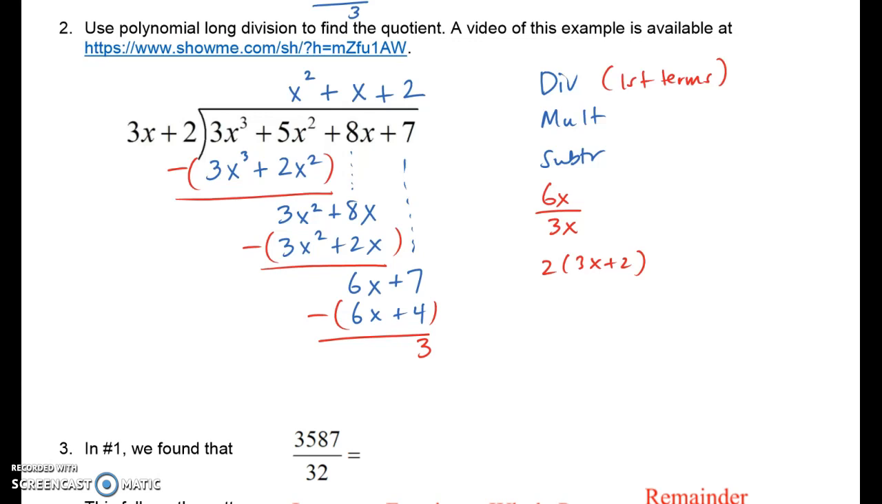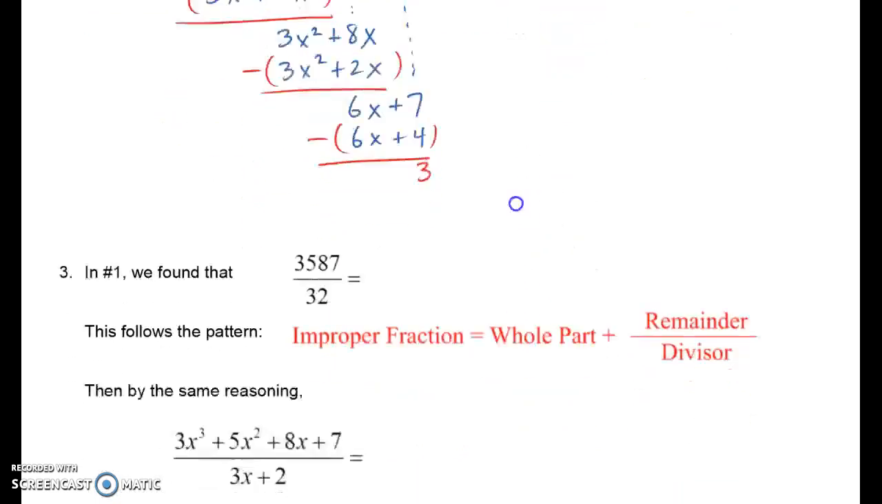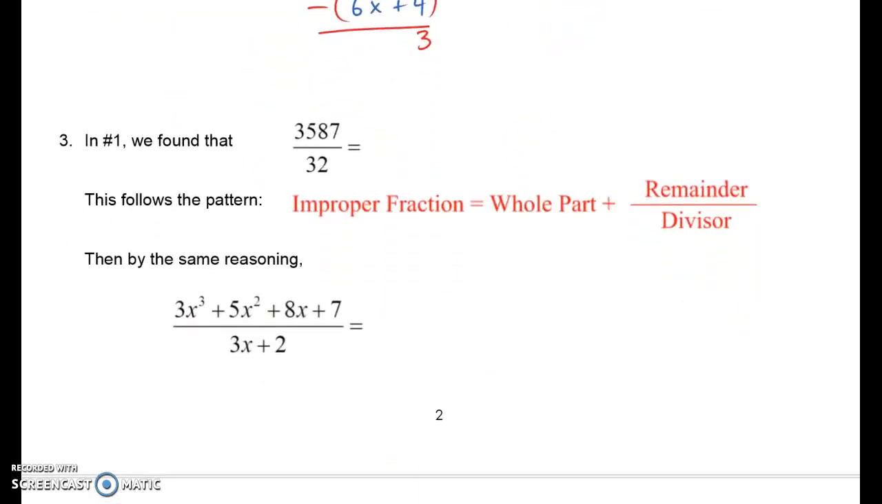It's got a smaller degree than what I'm dividing by, and it has fewer terms. So normally for numbers, we would just stick that fraction at the end. For polynomials, I have to add that fraction on at the end. So that's plus 3 over 3x plus 2. If I didn't write that plus sign, in algebra it would look like the fraction was multiplying by the 2 instead of adding to it. And that's my answer.